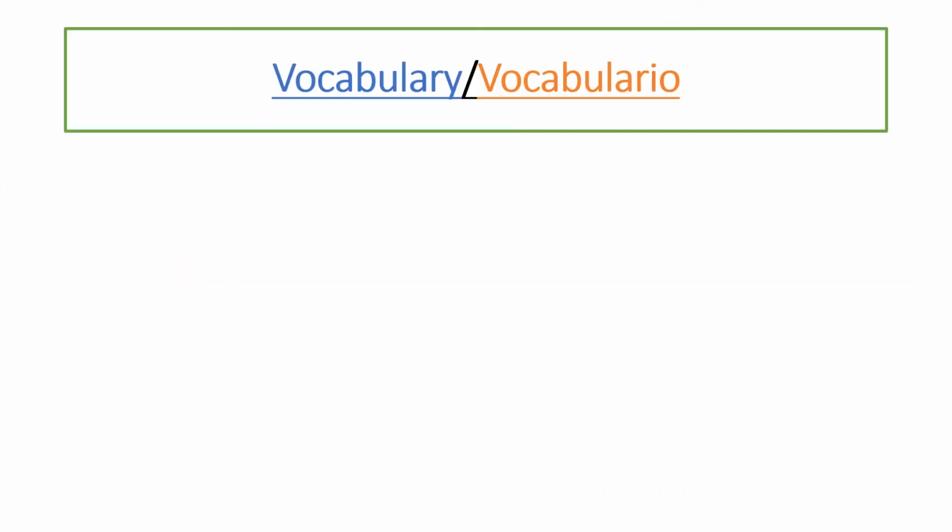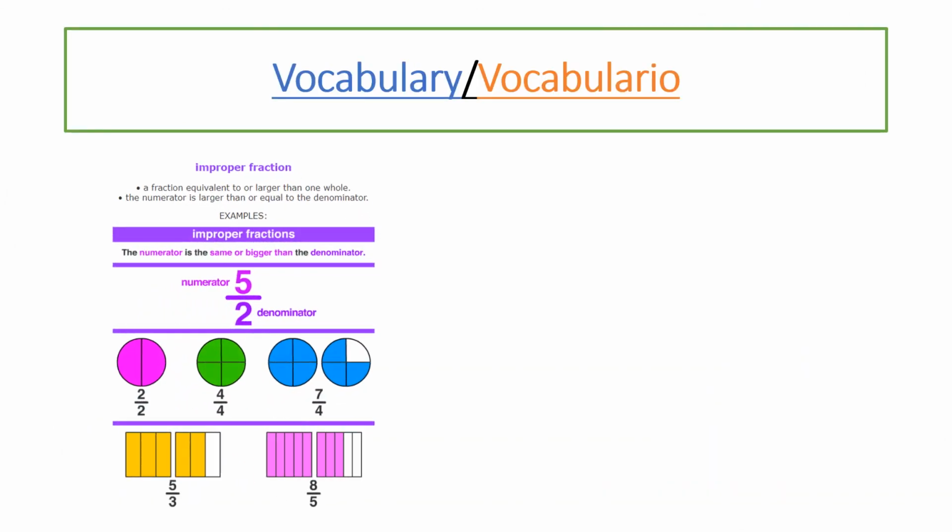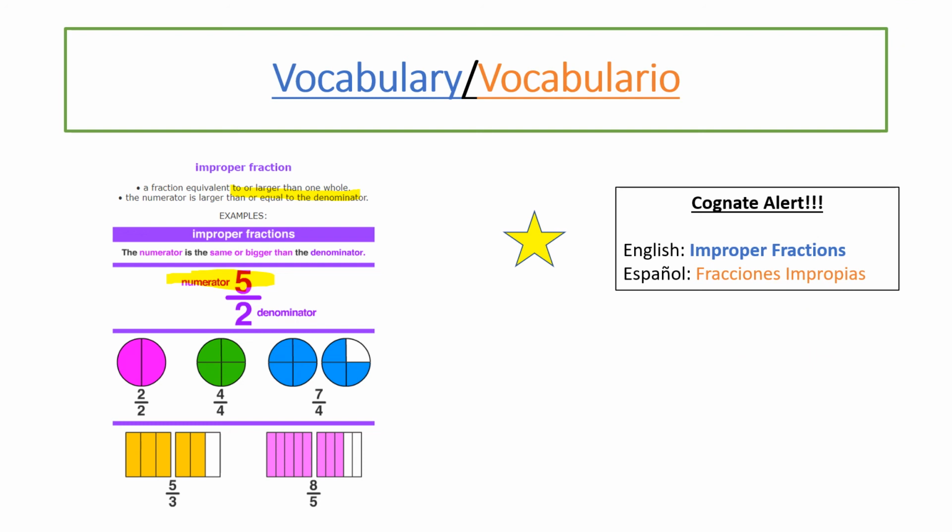This is important to remember, our vocabulary for today. Remember, we talked about an improper fraction. The key to remember here for improper fraction, it is greater than one whole, and the numerator is greater than the denominator. Remember, for our cognates, improper fractions, fracciones impropias. Say that. In English, improper fractions. Your turn. In Español, fracciones impropias. Your turn.